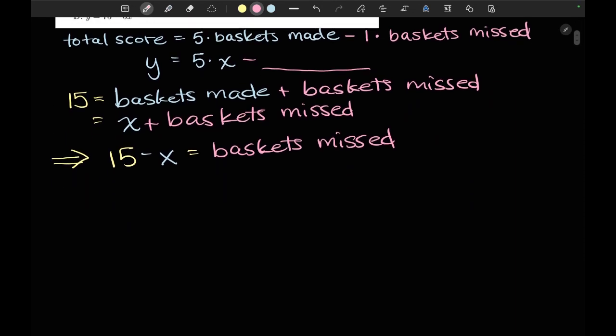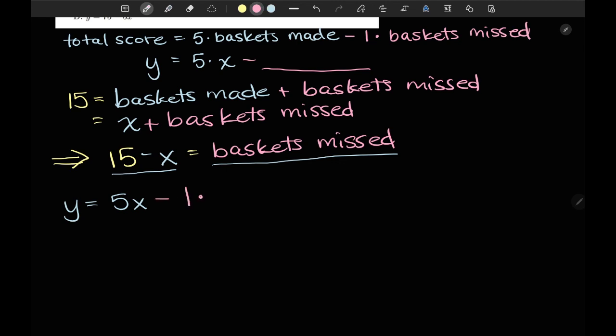So let's get some more space here and rewrite this equation for y. And then we can use this equation that we've just developed right here to finally answer this question. So y is equal to 5x minus 1 times the baskets missed. But what we're going to do is replace that with the value that we found, 15 minus x. And then all we have to do is simplify, and then we'll have our final answer.